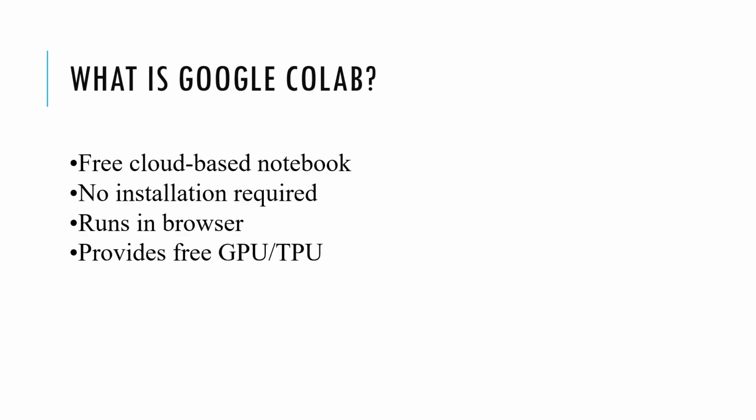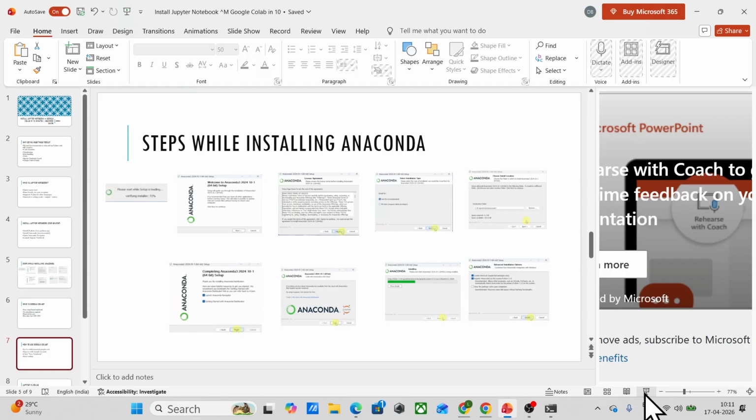Okay, if you don't want to install Anaconda and go for Anaconda prompt and open Jupyter Notebook, you can easily go to Google Colab. Google Colab is basically a cloud-based version of Jupyter Notebook. The best part is you don't need to install anything. You can run your code directly in your browser, and it even provides free GPU support, which is very useful for machine learning. So how you can actually use Google Colab, let me show you that.